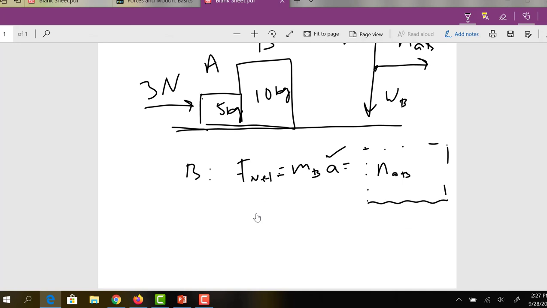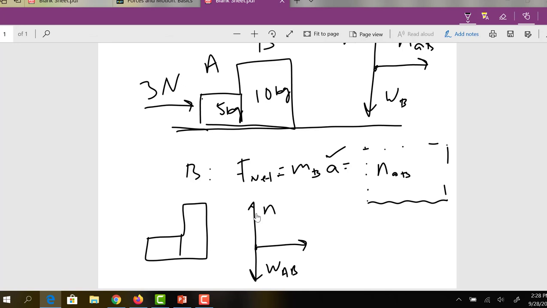Now if I think about this mass A and mass B as a system, I can get the acceleration. So I'm just looking at it as a system now. So whatever we want to call it, this is both of them together. Here's the free body diagram of them together. Normal force, weight. This is the combination of A and B. And then here's the actual force by the 3 Newton force. So this is just, again, looking at them as a system.